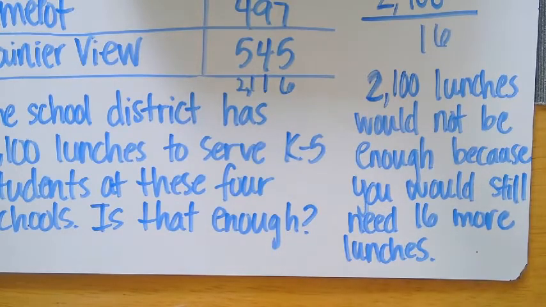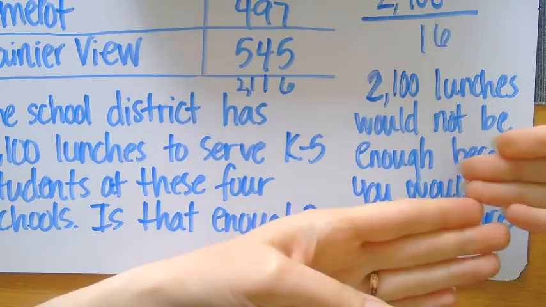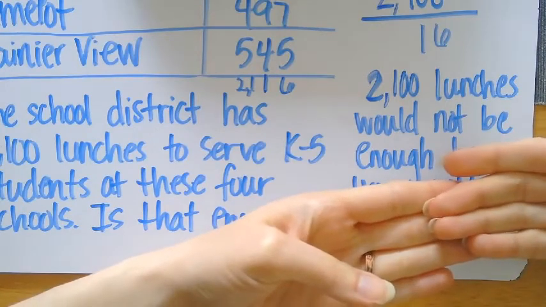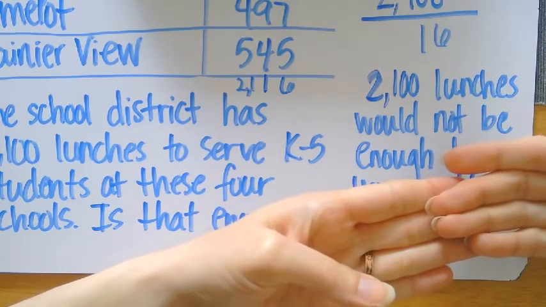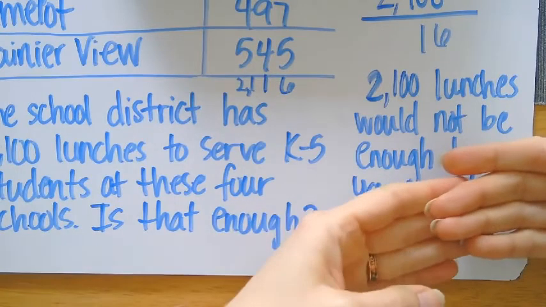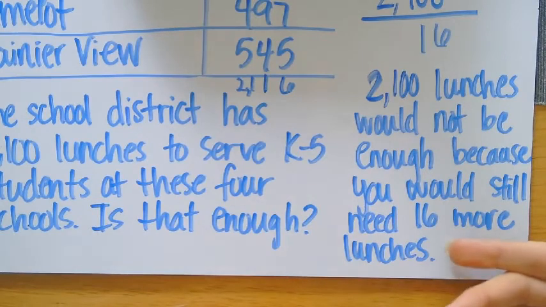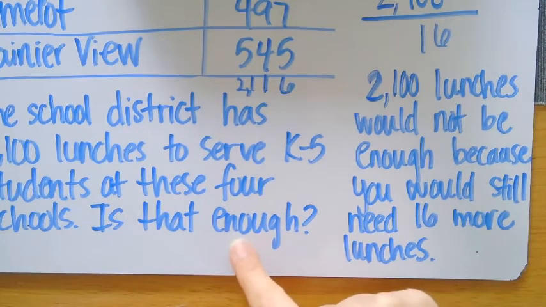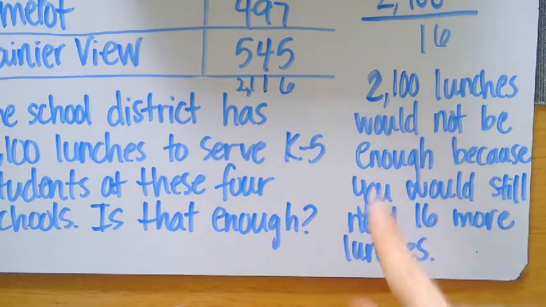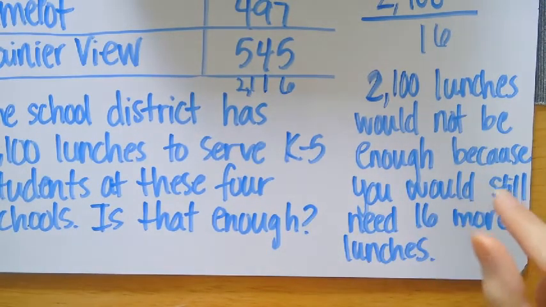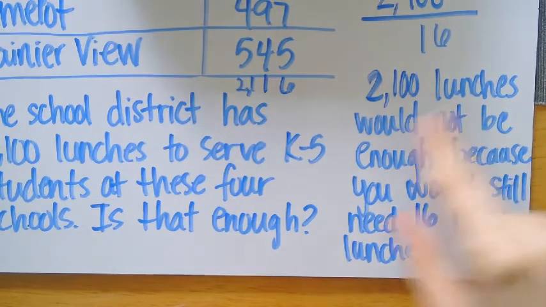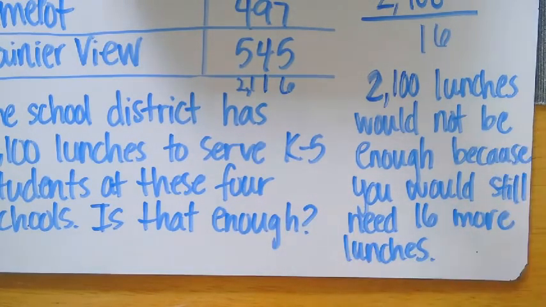So I see a lot of us would pretty much write it here: 2,100 lunches would not be enough. That does answer the question because the question is, is that enough? But extending, providing reasoning and evidence really does take it to the next level, okay? Especially when you're going above what the question is asking you to do. It's really good practice, really good 4th grade and 5th grade strategy to not only answer, but provide that evidence or even additional pieces of evidence, okay?